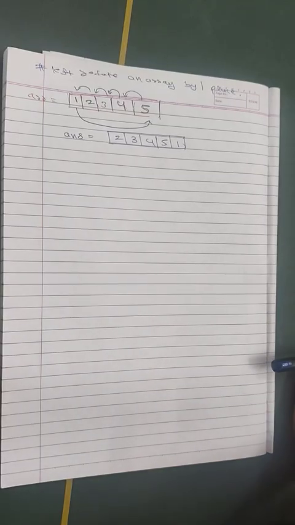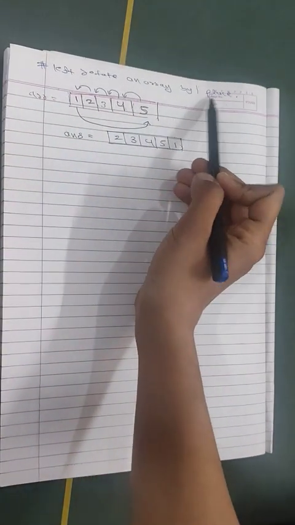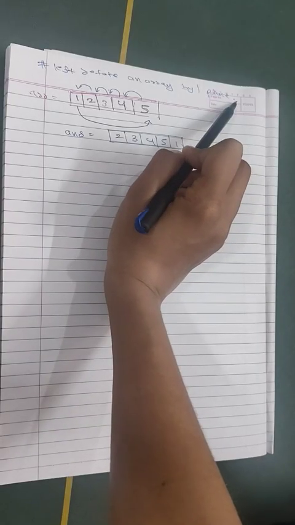So, good morning everyone. Today we are going to discuss a DSA problem, the description of which is: left rotate an array by one place. Okay. So yes, this is one of the questions from the Striver's sheet. So let's start.